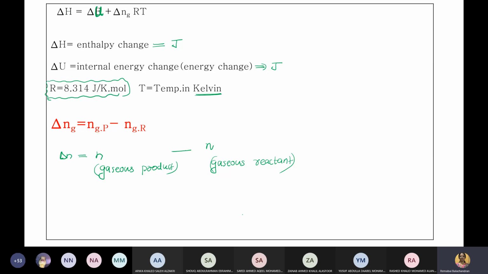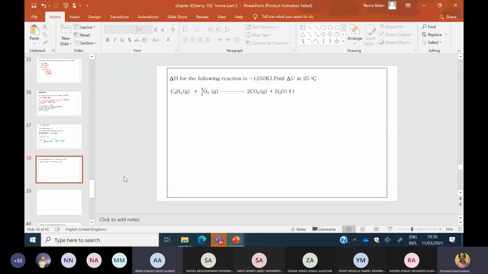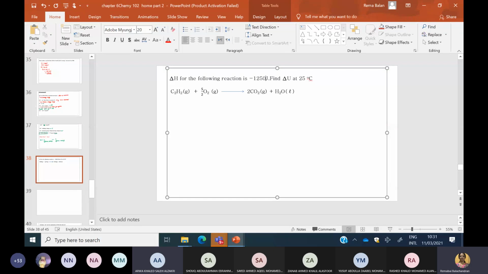Okay, so we will solve the questions. Don't forget the formula: delta H is equal to delta U plus delta nRT. Here there's a question. Delta H for the following reaction is this many kilojoules. Find delta U at 25 degrees Celsius. Tell me how to solve it. Convert the temperature to Kelvin. You must convert degrees Celsius to Kelvin.